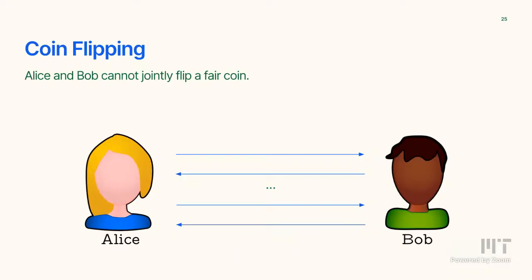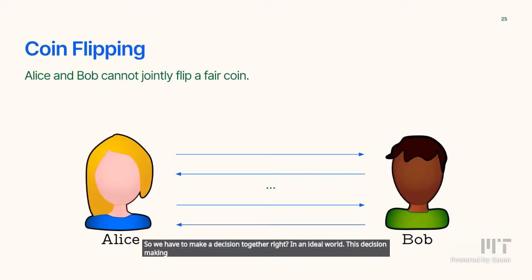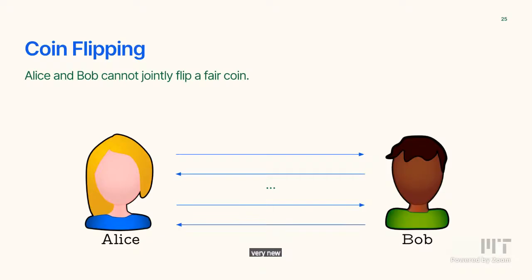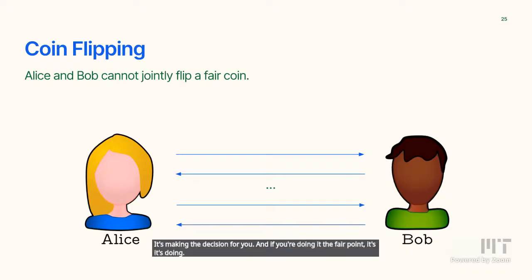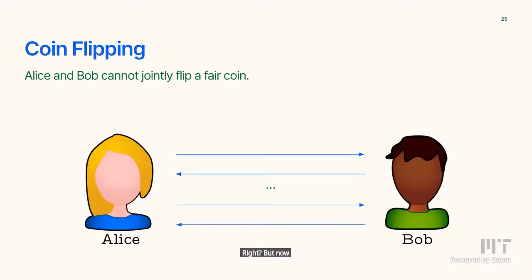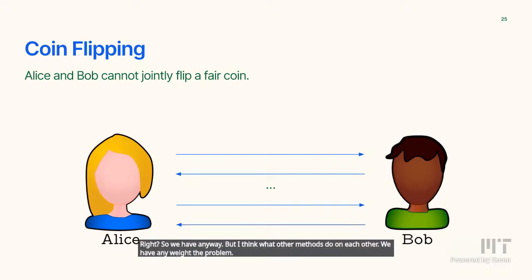So we have to make a decision together, right? In an ideal world, this decision making would be the opposite. Let's say you give a point, and it's making the decision for it. And if you believe it's a fair point, it's doing fair, right? But now we don't have the luxury of doing this, right? So we have to kind of emulate it by sending whatever message we want to each other. We have to emulate the top one. Does that make sense?